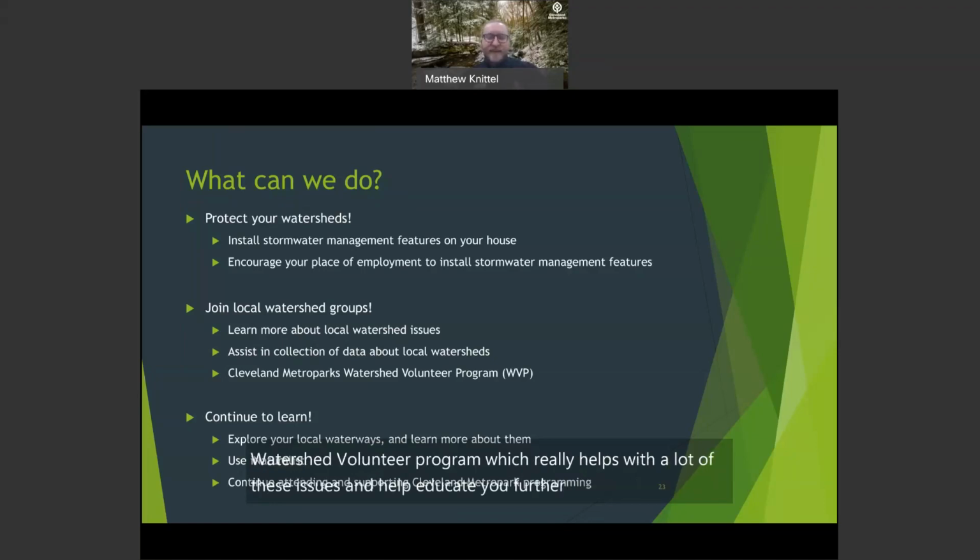And that leads me to my next point, which is continue to learn. Explore your local waterways and learn more about them. That can even be just going out on a hike and taking the time to really look at streams, and maybe go down to a stream and carefully turn over a rock and see what's living underneath it. Put the rock back afterwards, because you don't want to destroy their home. But you can take a look at what's under there.